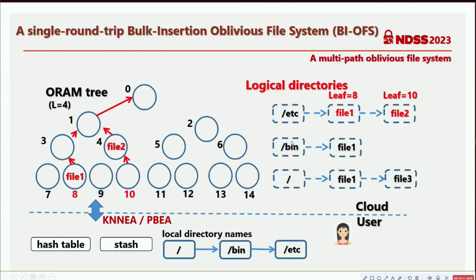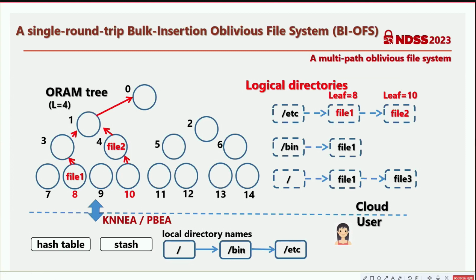We can use OBI to set up a multipath oblivious file system. We propose a prototype of multipath oblivious file system. Our key idea is to save all the directory names on the local disk and save all the data files into the ORAM tree. Assuming each data file has the same size, to obliviously read the full directory, we read all the paths. We use PBEA to write the data block into the ORAM tree. We use queries to add the reading paths to the fixed set.